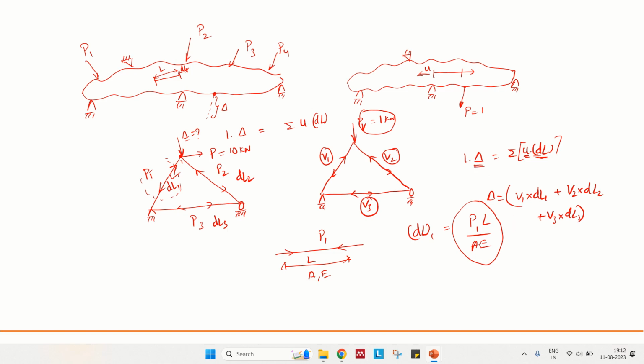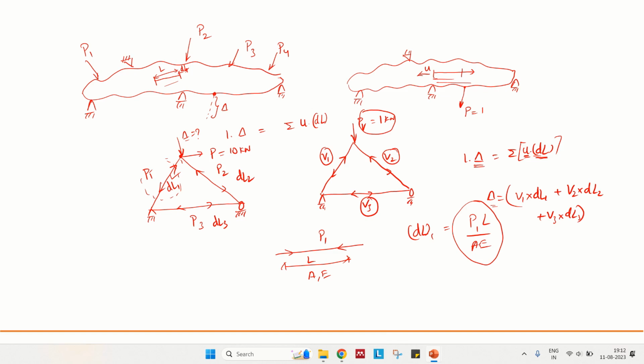So you apply a unit load of P is equal to 1, and then you find out what are the internal forces because of this virtual load. Those will be U1. And also find out what are the internal displacements or deformations due to these external loads. Those will be dl1. So you just multiply internal forces in the member and its corresponding internal displacements due to the external loads, and you just summate it and you'll find out what is the delta. So this is the concept of the virtual work method.